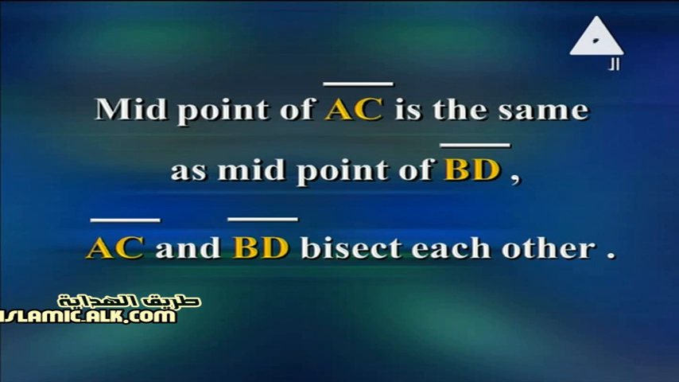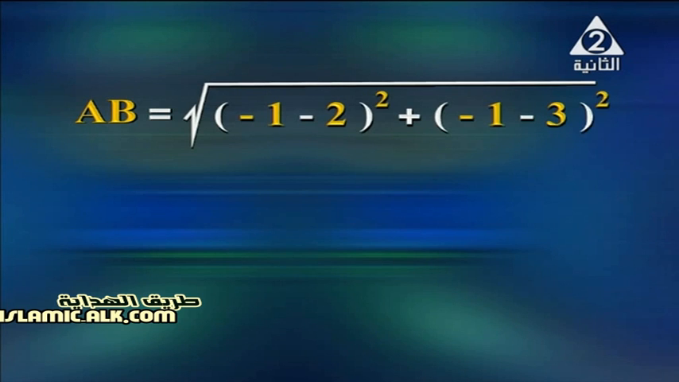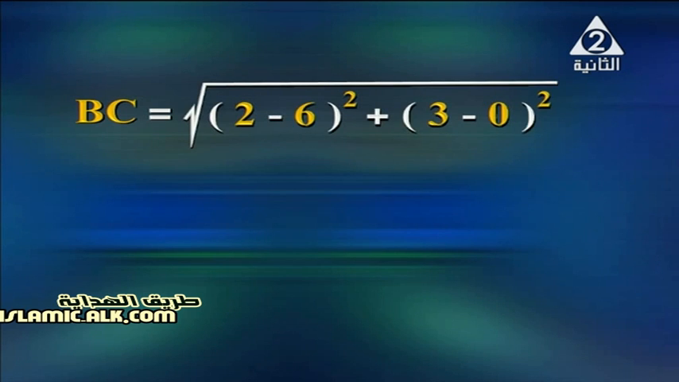To identify the type of the figure, we are going first to find the length of AB. How? As we have taken in the previous lesson. It is the square root of (-1 - 2) to the power of 2 plus (-1 - 3) to the power of 2, which gives a result as 5 units. What about BC? It is the square root of (2 - 6) to the power of 2 plus (3 - 0) to the power of 2, which gives a result as 5 units. Then what about the length of CD?